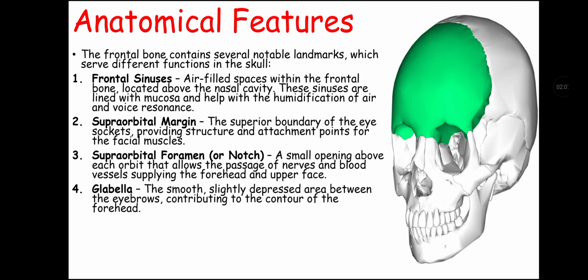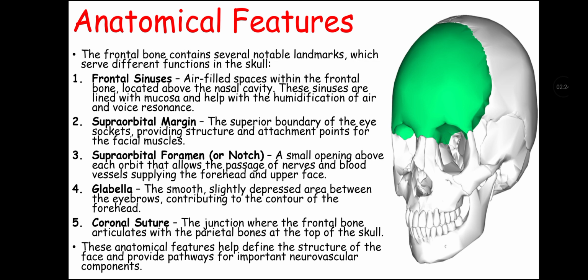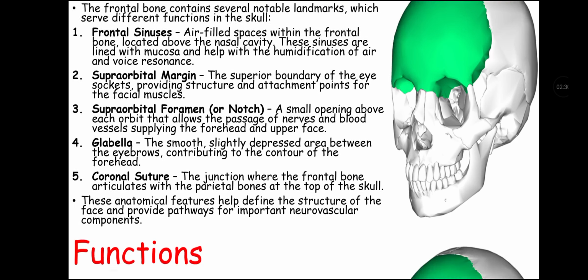And it also has glabella, that is a smooth, slightly depressed area between the eyebrows contributing to the contour of the forehead. And the next feature is coronal suture, that is a junction where the frontal bone articulates with the parietal bone at the top of the skull. And these anatomical features help define the structure of the face and provide pathways for important neurovascular components.